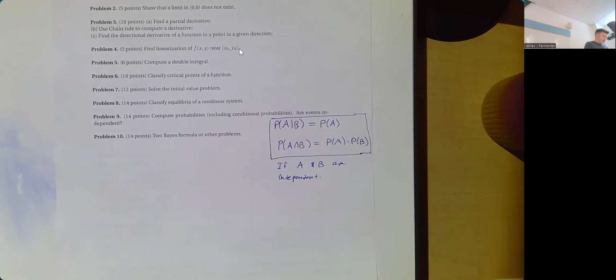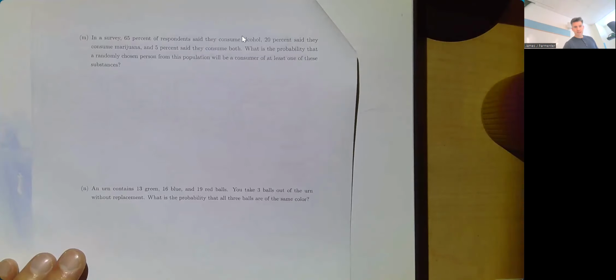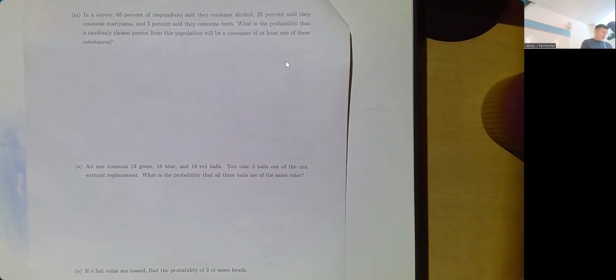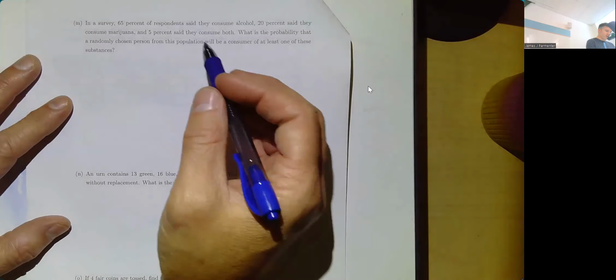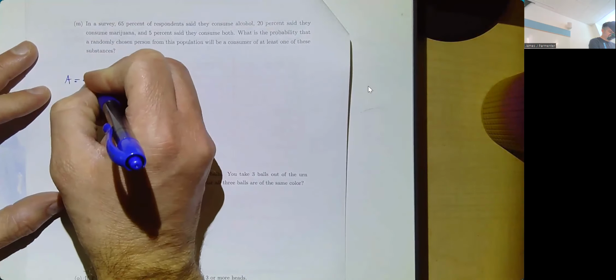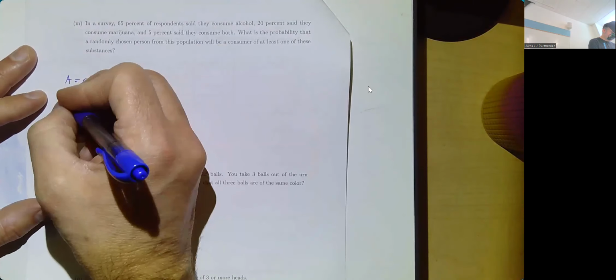Okay, so let's take a look at this problem. In a survey, 65% of respondents said they consume alcohol, 20% said they consume marijuana, and 5% said they consume both. What is the probability that a randomly chosen person from this population will be a consumer of at least one of these substances? I don't think that question is asking us to show that those are independent of each other. So let's say that A is consuming alcohol, and M is consuming marijuana.